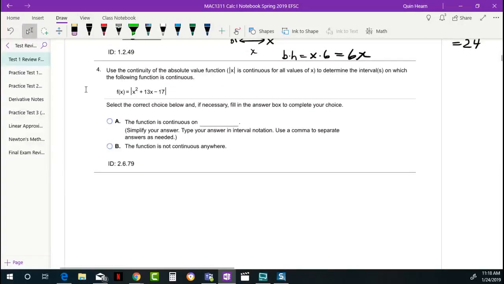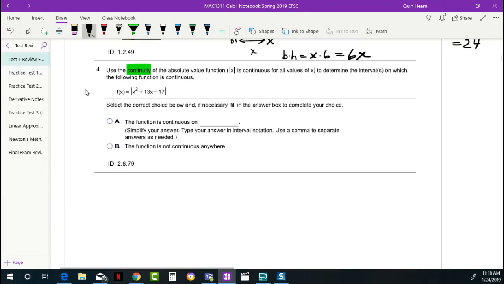Use the continuity of the absolute value function. Okay, so this is definitely a more calculus-based question because we're talking about continuity. Let's just take a step back, and before we work this problem, I want to make sure everybody understands what we mean by continuity.